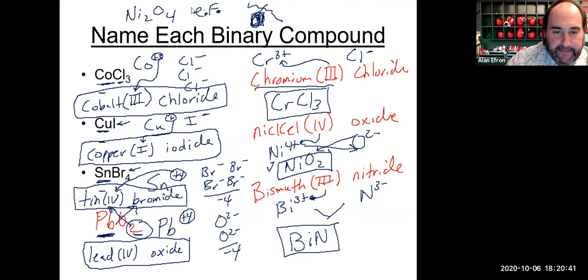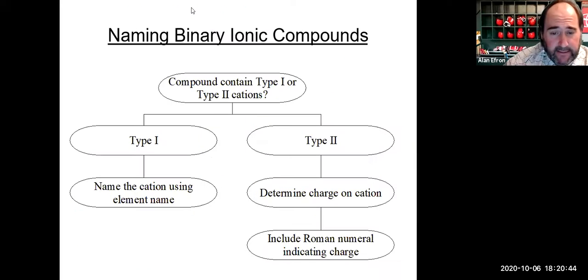So let's talk about this. This is sort of a decision tree of what to do in terms of naming when you have an ionic compound. Again, it will either be type 1 or type 2. If it's a type 1, it's always the metal you want to look at. So we don't have to worry about Roman numerals or charges. Again, just the whole name of the metal, IDE on the non-metal name. If it's a type 2, we do need to figure out what the charge is on the metal because it can have a variable charge. And the only additional thing that we do is include a Roman numeral. Again, still the whole name of the metal, IDE on the non-metal, just with that Roman numeral, which indicates the charge on the individual metal, not how many metals you have. Any questions on any of that there?